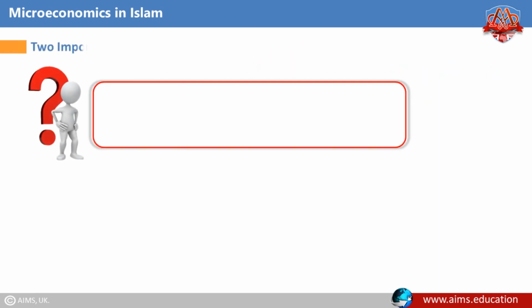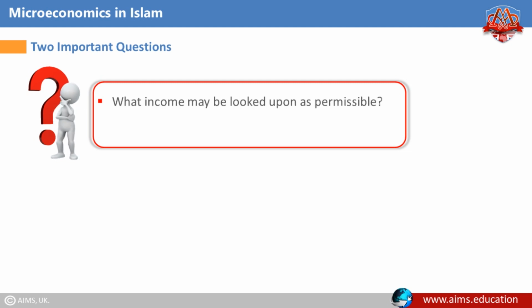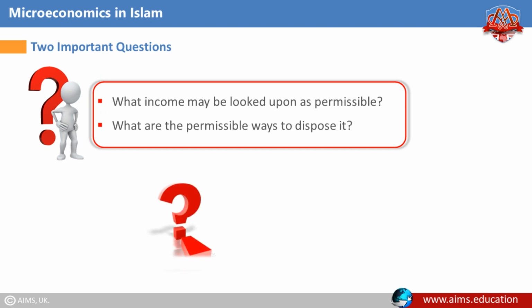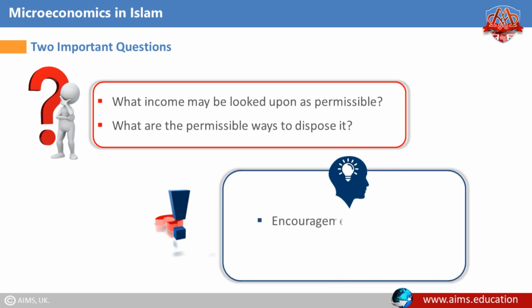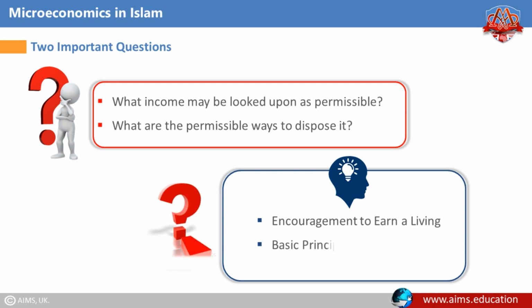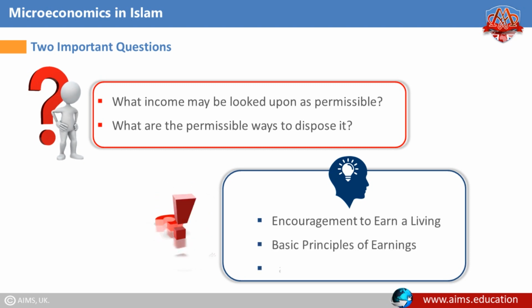So we have two important questions. What income may be looked upon as permissible? And what are the permissible ways to dispose of it? To answer the two natural questions, we will understand the following: encouragement to earn a living, basic principles of earnings, and basic principles of spending.